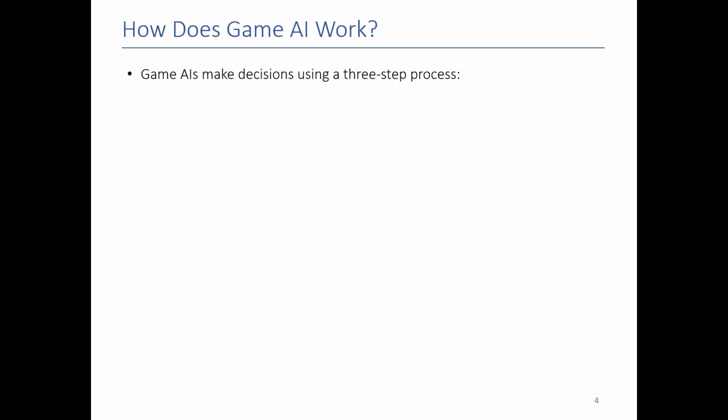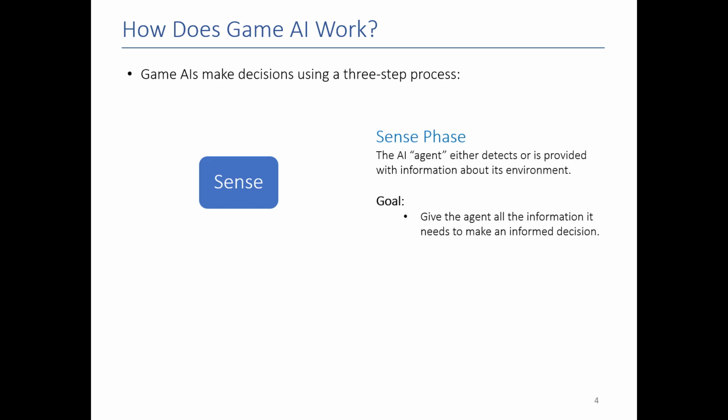So how do we actually create a game AI? To be clear, there's a lot more nuance to this than I can discuss in a brief lesson, but for the purpose of this class, we're going to talk about how game AIs make decisions using a three-step process, which we call sense, think, and act. The sense phase is basically where the AI agent is collecting all of the information it needs from the environment to make an informed decision.